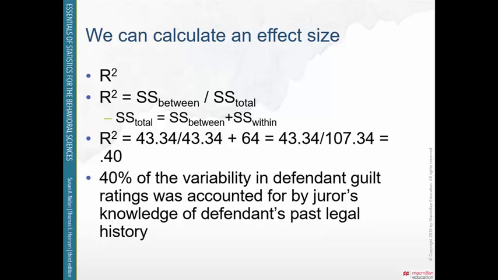And you start to think about, well, what else would go into how guilty somebody rates a defendant other than what we know about their past legal history? But maybe the juror's own experience with the legal system, or I don't know, how nice the person is, or how ethical they are, or all sorts of things could go into their guilt rating. 40% of that variability is accounted for by what they know about the defendant's past legal history, but there's still 60% of that variability that is yet to be explained.